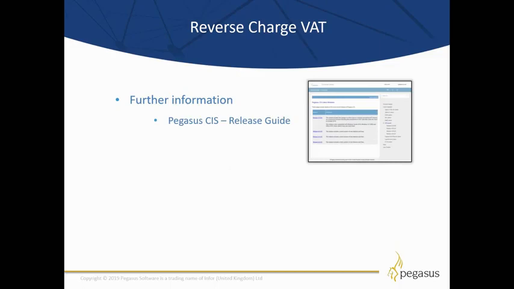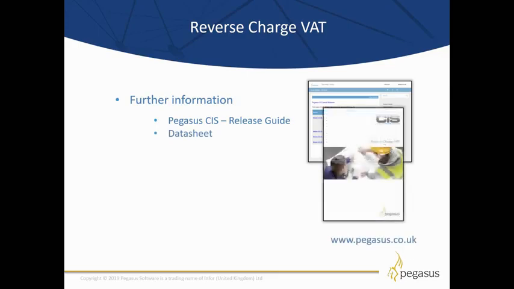In the Pegasus Help Center, there is a Pegasus CIS 4.10 release guide that takes you through the reverse charge VAT and how it's been implemented within the software. But also, if you go to the Pegasus website, pegasus.co.uk, you'll find this data sheet that gives you a concise overview of reverse charge VAT, along with a concise description of how it's been implemented within Pegasus CIS and Opera 3.